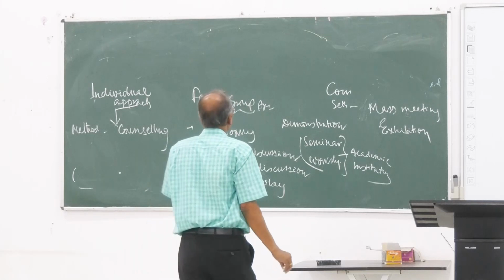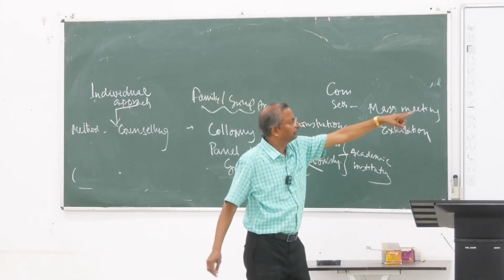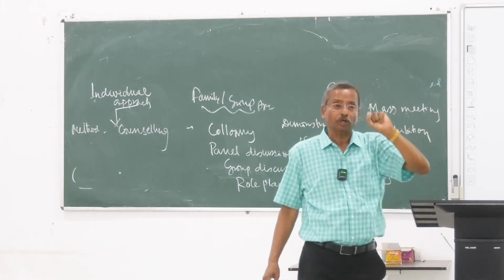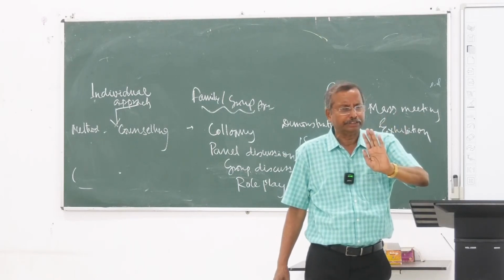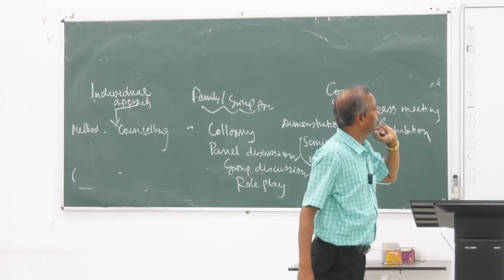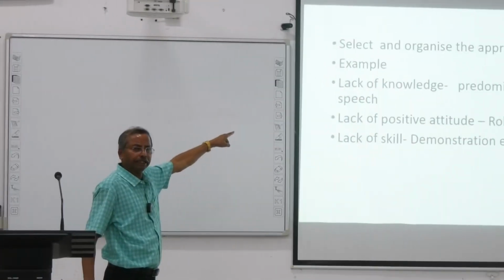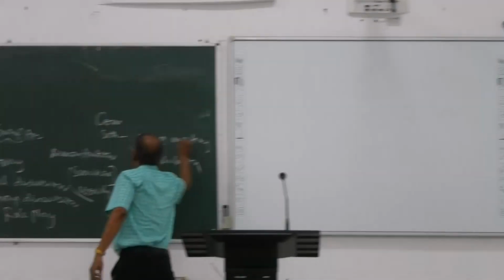Now the question comes about selection of the method. Okay. Mass meeting or speech: when you find that the community does not have any knowledge about a particular topic, in that case you will select mass meeting or speech, this one. Okay.